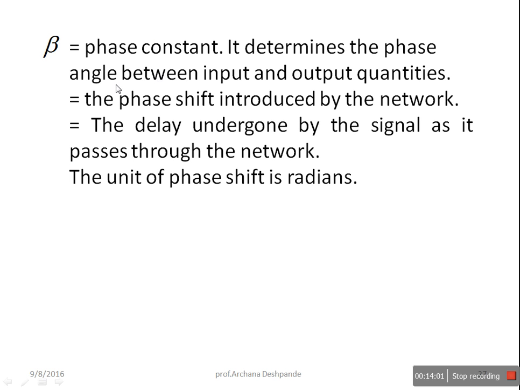Similarly, beta is the phase constant. It determines the phase angle between input and output quantities, whether they are in phase or have some phase difference. There is a phase shift introduced by the network, which is given by this beta value, or another way of saying it is that beta gives you the time delay which the signal undergoes as it travels through the medium, and the unit for beta is radians.